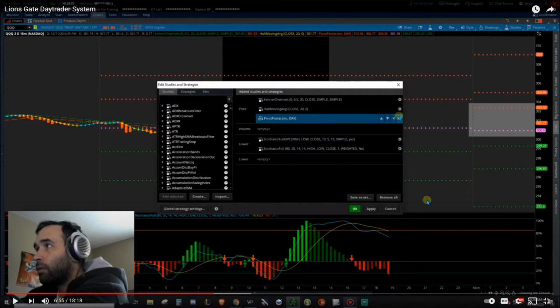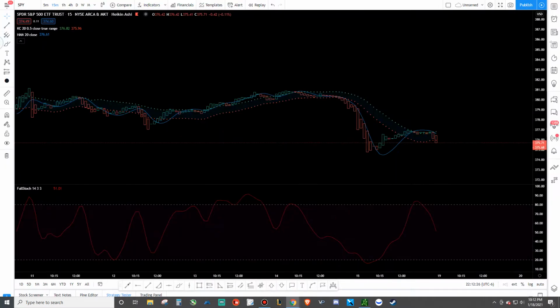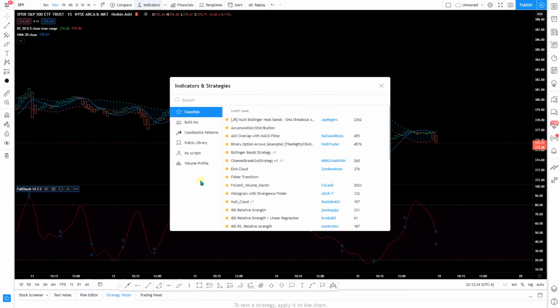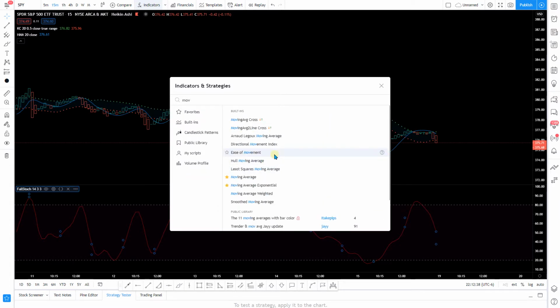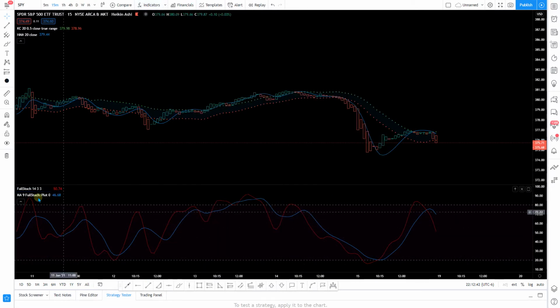So you don't necessarily need that if you can just use your eyes, and you might even do something like this, where you come in here and just add a moving average to this. Let's just see here, moving average. You can just do something like that. This is just a 9 moving average that you added on there, and then just buy when it crosses, sell when it crosses.